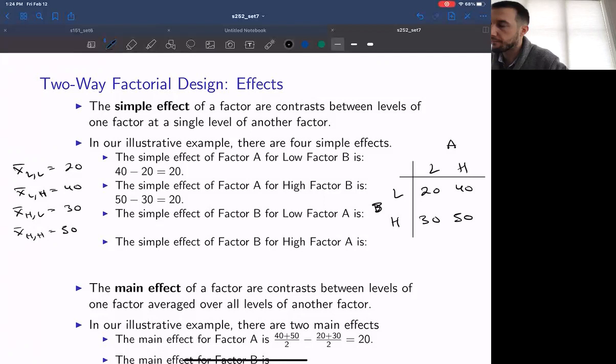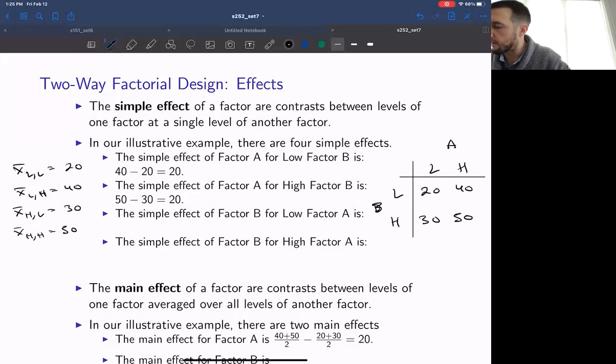Okay, so for example, the simple effect of factor A for low factor B is 40 minus 20. Okay, so we're conditioned on low factor B, and we're just taking the differences between a high factor A and a low factor A. So that's where this value 20 comes from. The simple effect of factor A for high factor B is 50 minus 30. Okay, so now we're conditioning on high factor B and we're just taking the difference between the levels of factor A.